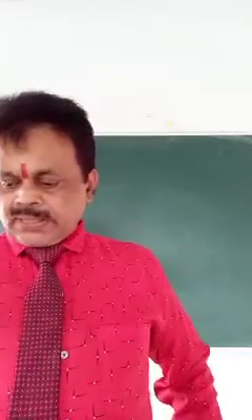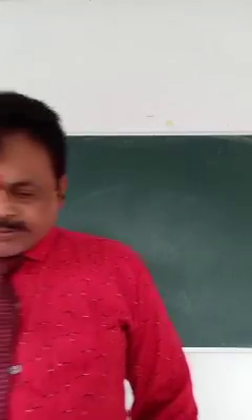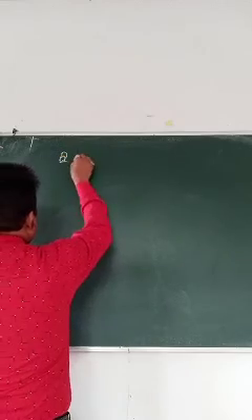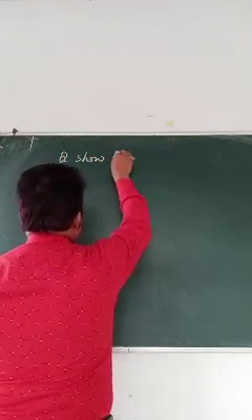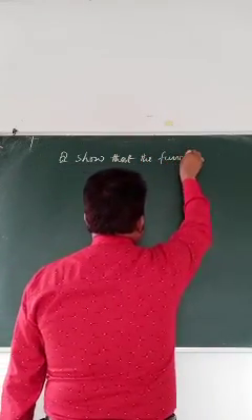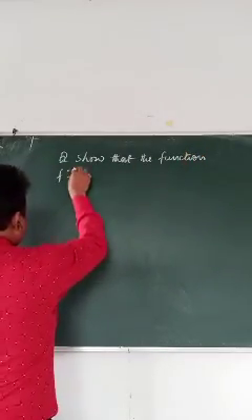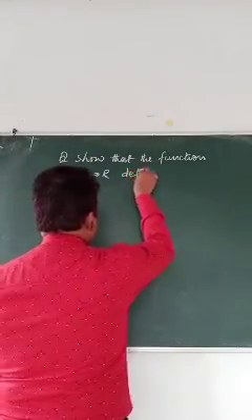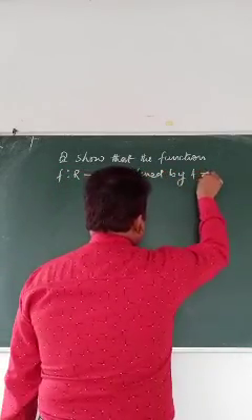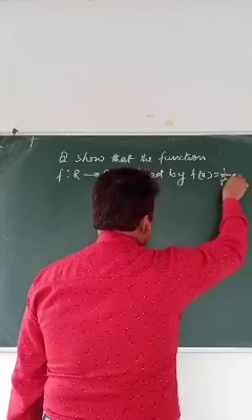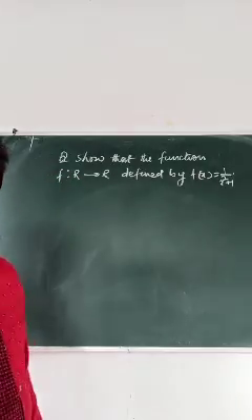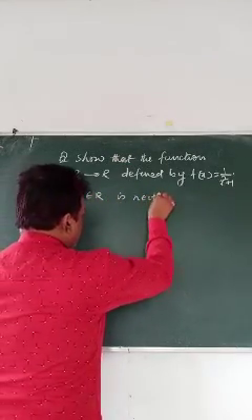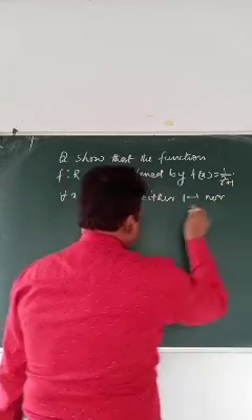We'll continue with one-one and onto functions. See a question given here. f is a function from real numbers to real numbers defined by f(x) equals 1 by x square plus 1, for all x belongs to R, is neither one-one nor onto.